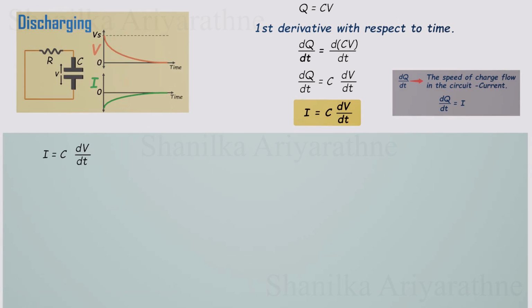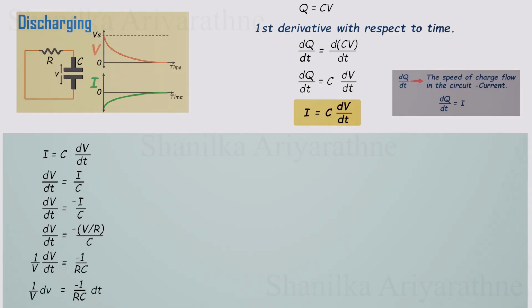First, we'll rearrange the equation to make dV by dt the subject, like this. But since we're dealing with discharging, where the voltage is decreasing, we add a minus sign to reflect that. Next, we can replace the current through the resistor using Ohm's law. Current equals voltage divided by resistance. Now let's separate the variables and rearrange the equation. At this point, we have a nice, clean differential equation.